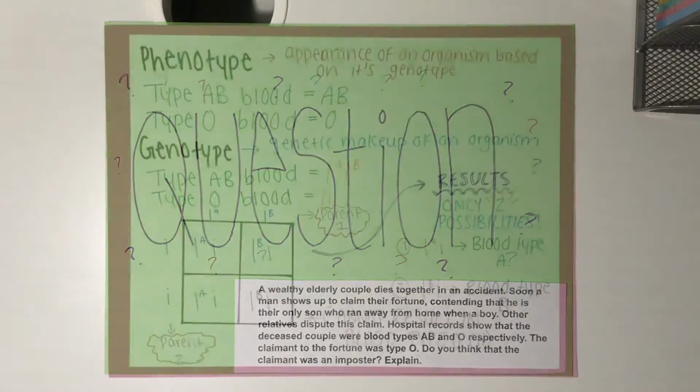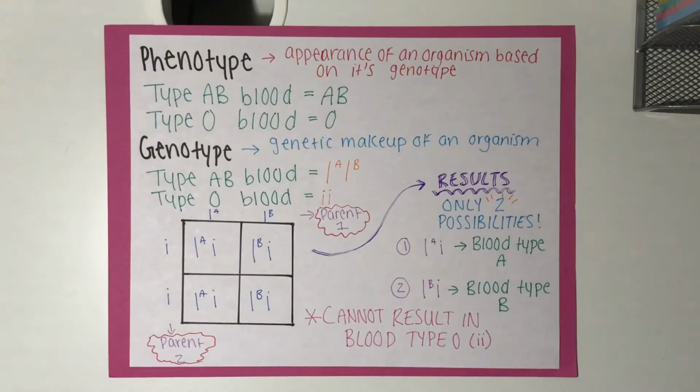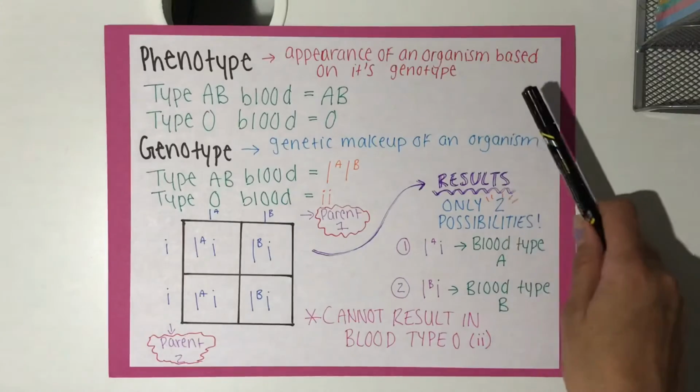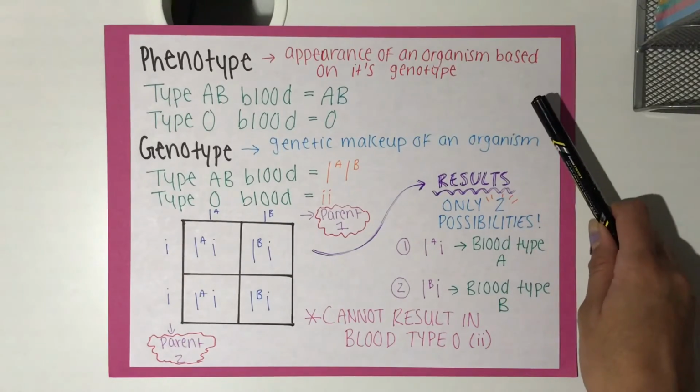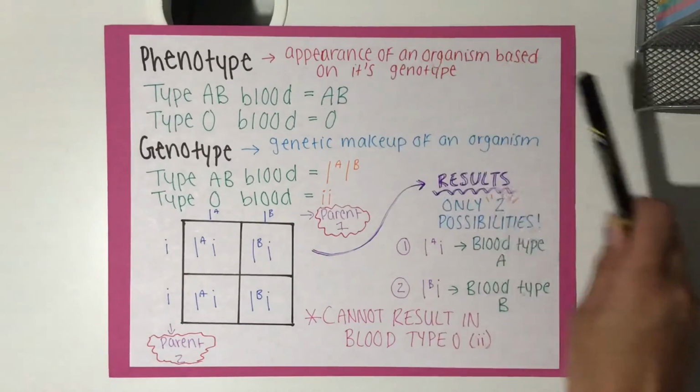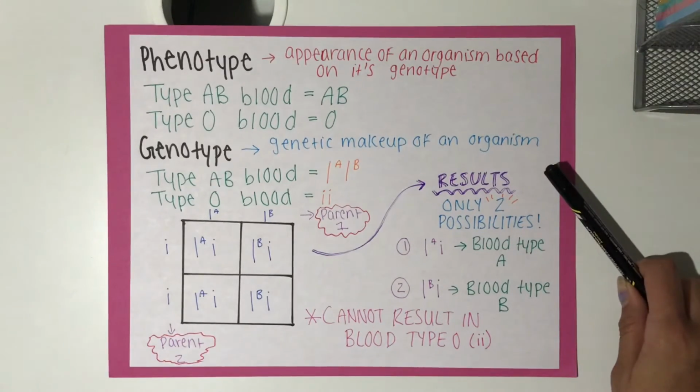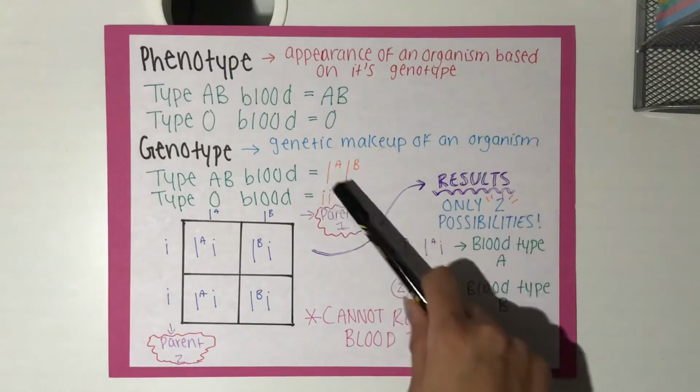Explain. So in order to tackle this question, I must find out whether it is genetically possible for the claimant man to be the son of the elderly couple. I can do this with the help of a Punnett square. To begin, I must define the variables with respect to the phenotype and genotype. The phenotype, which is an appearance of an organism based on the genotype of AB blood, is AB. The genotype, which is the genetic makeup of an organism, for type AB blood is IA-IB.